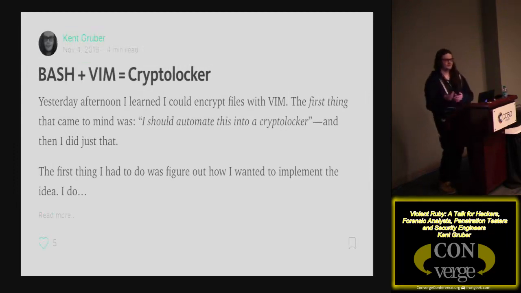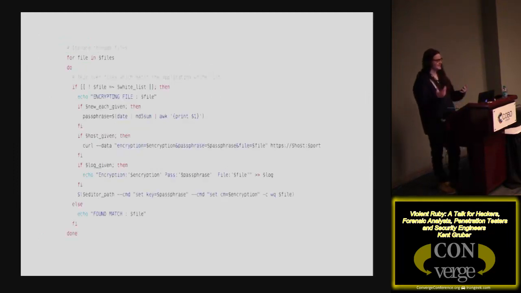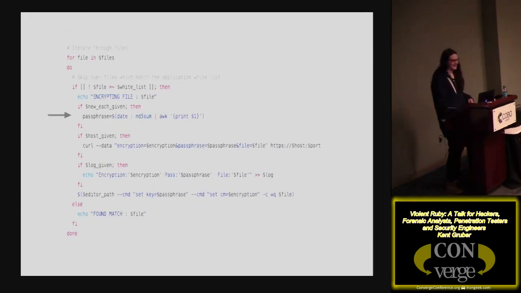Bash plus Vim equals a crypto locker, pretty simply. So what does that look like? This is the guts of it, where you set a passphrase and just MD5 sum the date, which is, I'm being really nice, as a crypto locker, so it's not that bad. And then curl the data, so I'm just going to throw that over to some random host that I have.